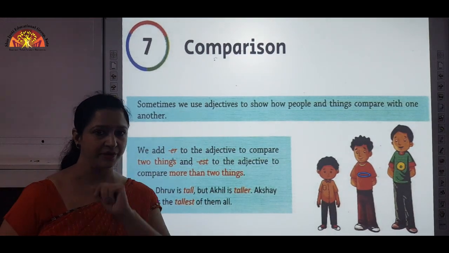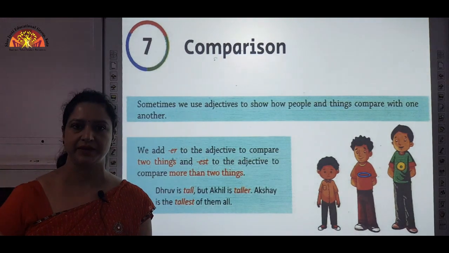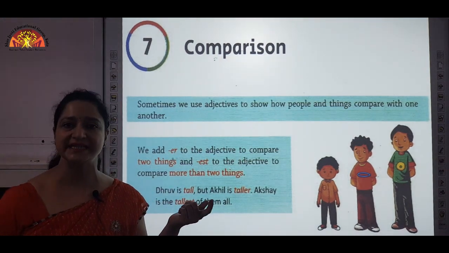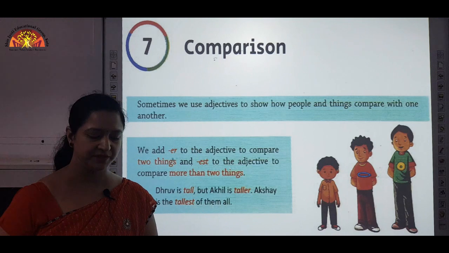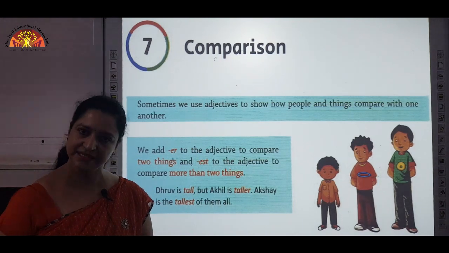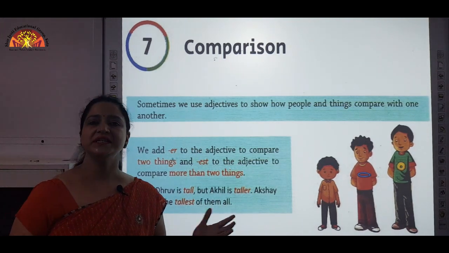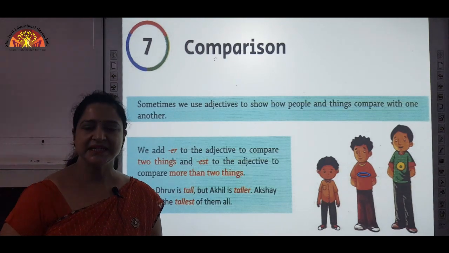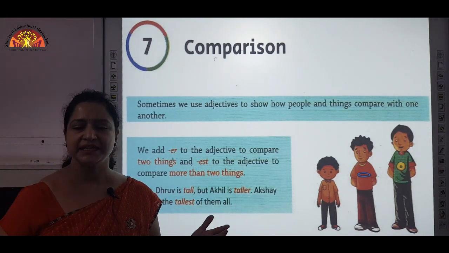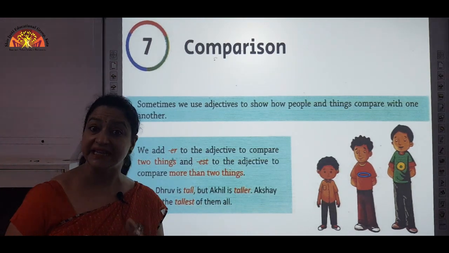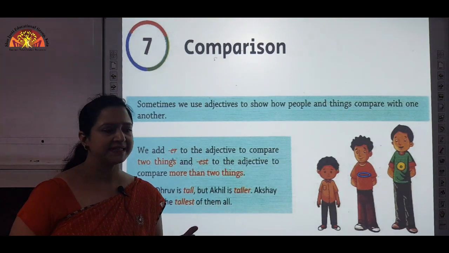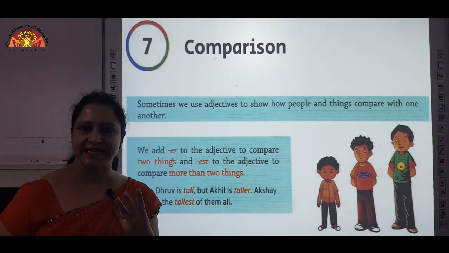Okay, first open your grammar books on page number 21. Take a pencil with you. On page number 21, your chapter number 7, comparison is there. Now, what is comparison? Comparison is to compare or evaluate two or more nouns with each other. Okay, for example, now I am giving you 3 sentences.